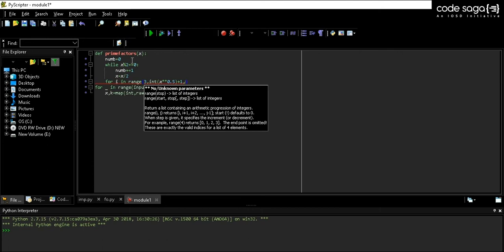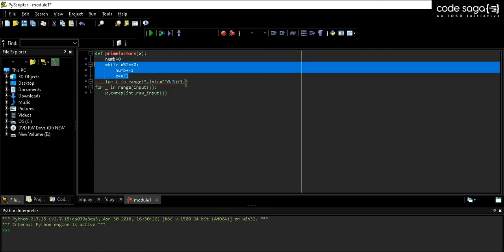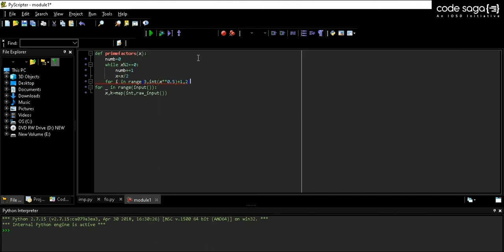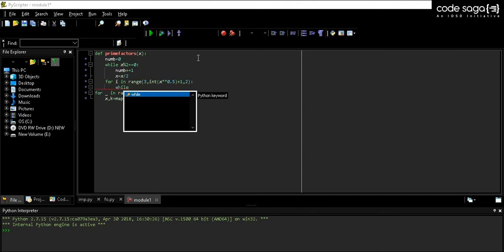And why I have taken this 2 separately is because 2 is the only even prime factor. So now here we can skip each iteration by 2. So we'll save a little bit of time on the program.